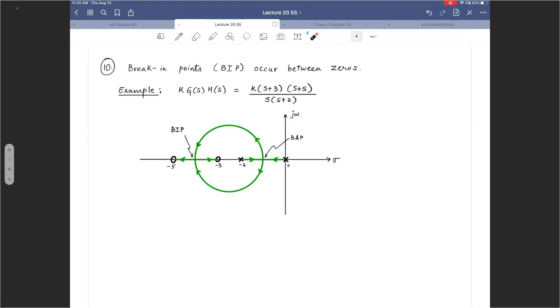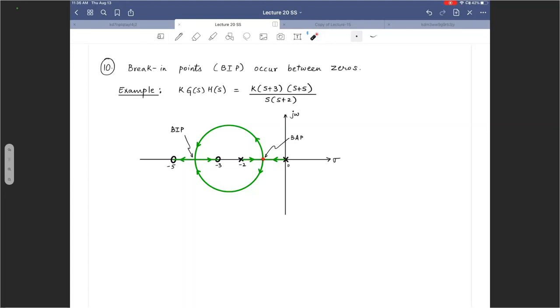Now, the real point is this, right? I know very easily I can sketch things on the real axis. And very easily I can find out even the breakaway point and break-in point. With a later discussion, you will see that it is pretty straightforward to find the break-in point and breakaway point.